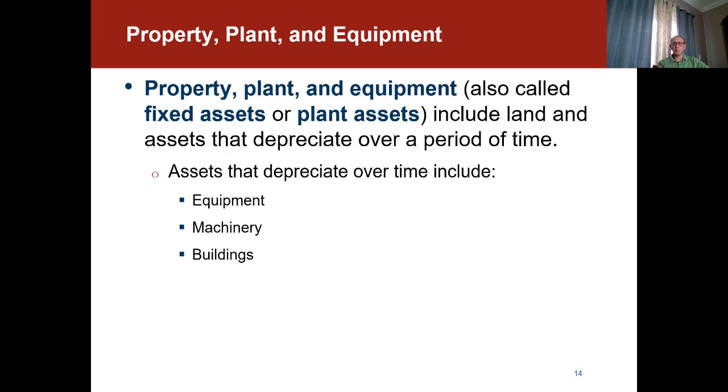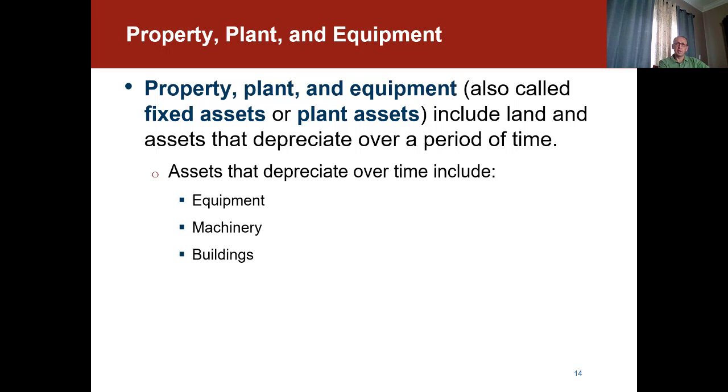How about property, plant, and equipment? Sometimes we refer to them as fixed assets or plant assets, and by the way, we'll spend one chapter talking about these. They include land and assets that depreciate over a period of time. By the way, land does not depreciate. But all other property, plant, and equipment, except for land, depreciate. And we'll talk about what we mean by depreciate, which is basically that they lose value over time. So assets that depreciate over time include equipment, machinery, and buildings.